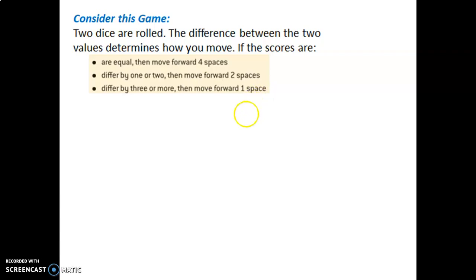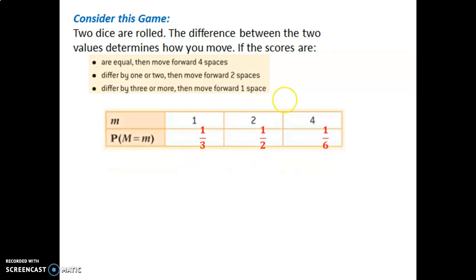In an upcoming lesson, we'll look at exactly how to obtain this probability distribution table, but right now we'll just be given this table. What this table means, if you remember from the last lesson, is the probability that our move, because we're talking about how much you move, equals 1. So the probability you move 1 space is 1 in 3. The probability you move 2 spaces is 1/2. And the probability you move 4 spaces, because that's the other potential move here, is 1 out of 6.